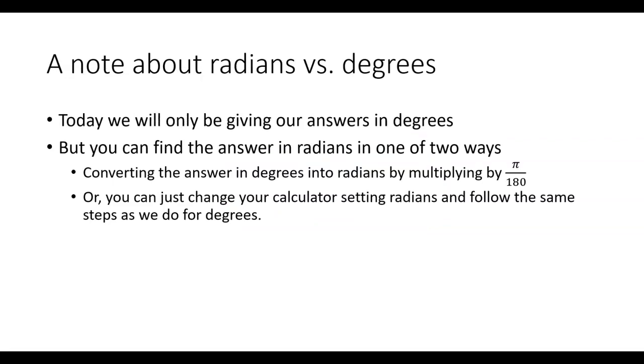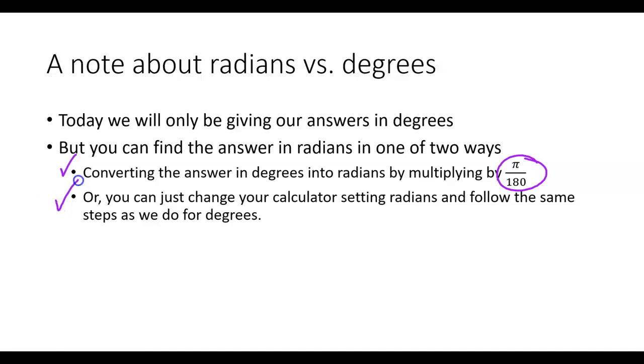A note about radians and degrees. Now you'll notice that we have only been doing degrees today, and that's all I am going to do today. But I will say that you are able to get answers in radians in one of two ways. One way is to convert it. So you could just take your answers that are in degrees, multiply it by pi over 180, which we learned back in Unit 10, and that will change it into radians.